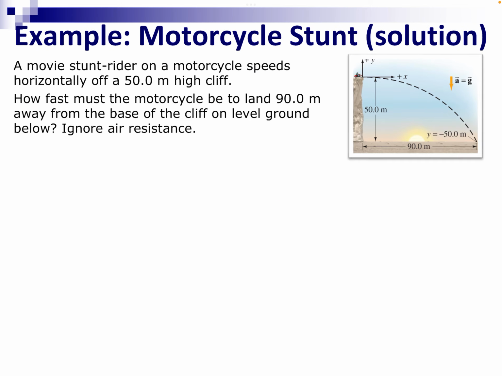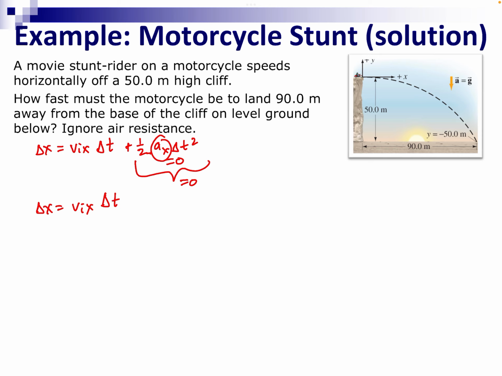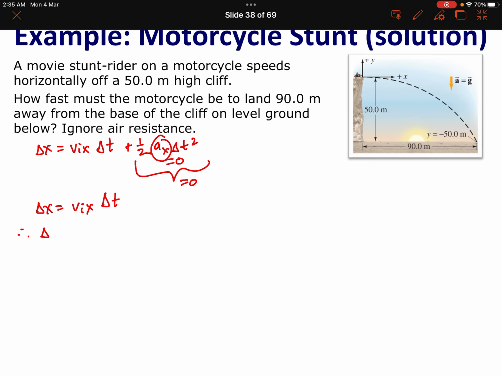If we use that equation, delta x is equal to Vix delta t plus 1/2 ax delta t squared. Well, we know that ax is always equal to 0, so this whole thing is equal to 0. So delta x is equal to Vix times delta t. Rearrange this equation to find Vix: Vix will be delta x over delta t.